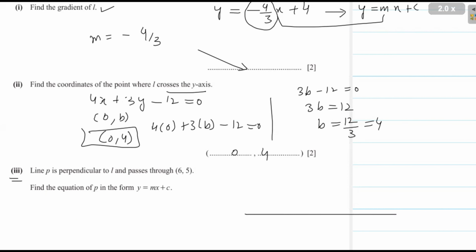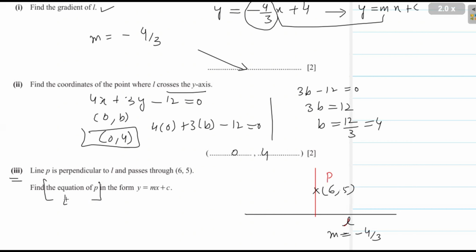Third part, line P is perpendicular to line L, passes through the point 6, 5, and find the equation of P in the form of y equal to mx plus c. Suppose this is the line P, and this is line L, and this line P passes through 6, 5, and the gradient of line L is already given, which is minus 4 over 3. Now we have to calculate the equation of line P.